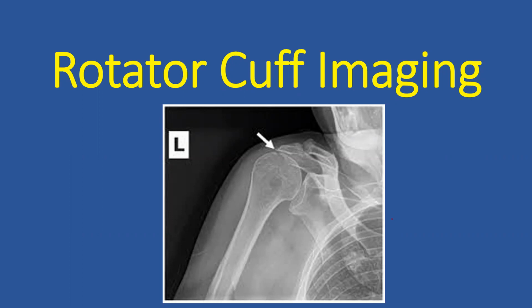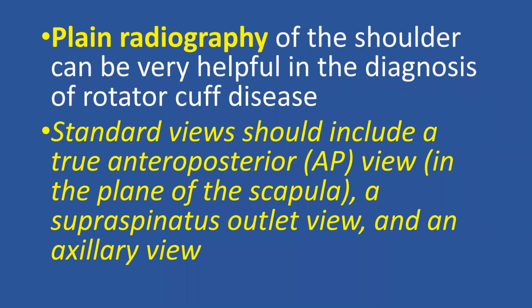With time, we call this acetabularization of the acromion. So this, on plain X-ray, you can tell this. It tells you whether it's acute or chronic, because chronic cases migrate gradually, proximally. So plain radiography of the shoulder can be very helpful in the diagnosis of rotator cuff disease. Standard views should include a true, I repeat, a true anterior posterior view in the plane of the scapula, a supraspinatus outlet view, and an axillary view.